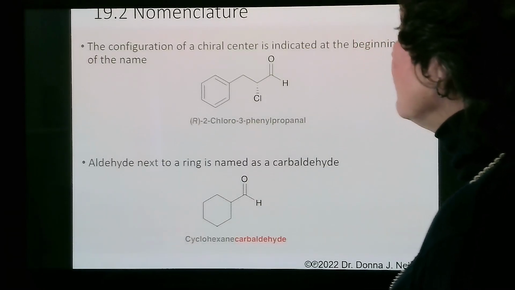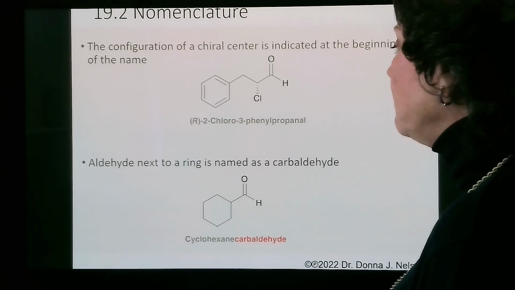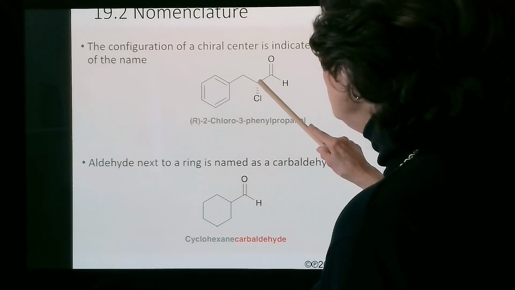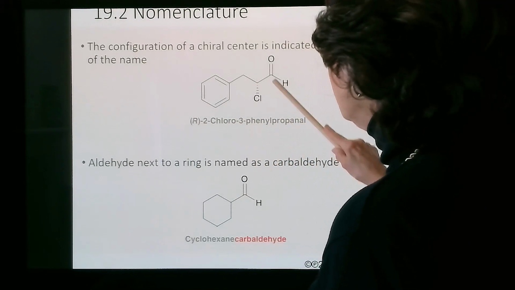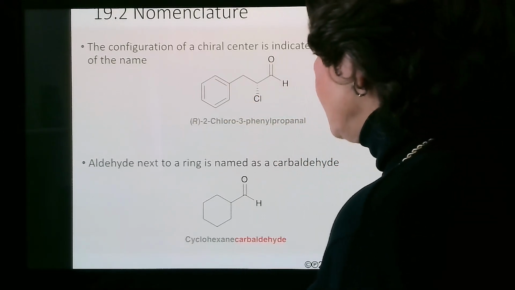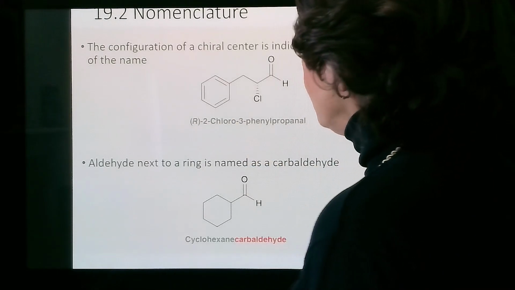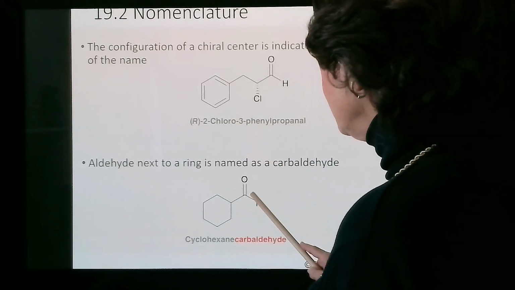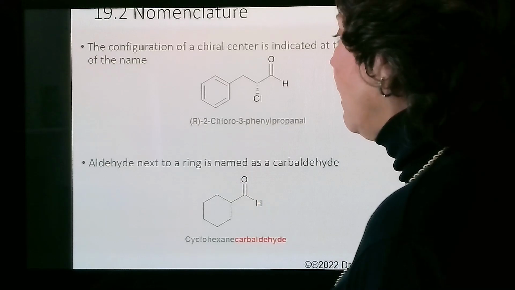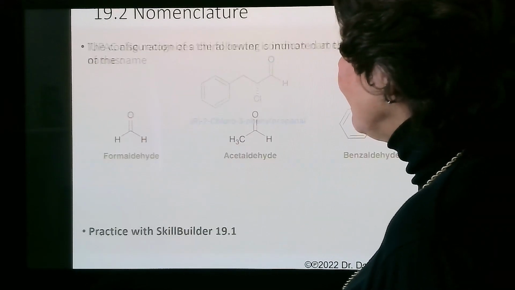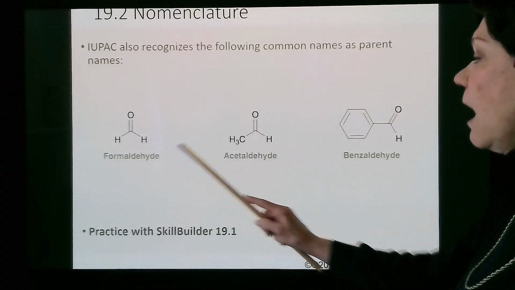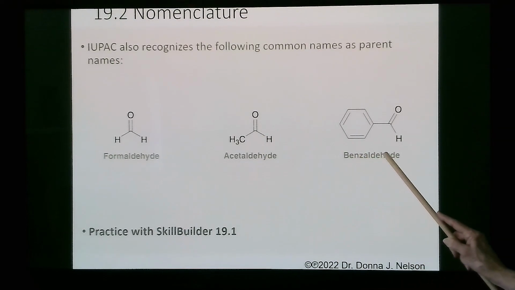The configuration of the chiral center is indicated at the beginning of the name. So you can see here R, 2-chloro, 3-phenyl, propanal. So here you can see the way this name is constructed. An aldehyde next to a ring is named as a carbaldehyde, cyclohexane carbaldehyde. IUPAC recognizes these common names: formaldehyde, acetaldehyde, benzaldehyde.